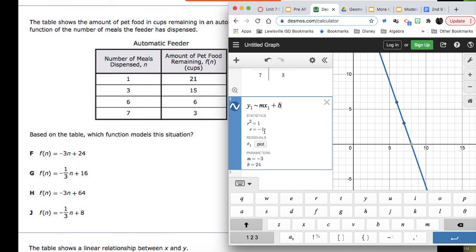This has a negative correlation because this data, as you go to the right, it goes down. So it also is an extremely strong correlation because 1 is the highest you can get. So this has a strong negative correlation. The slope is -3, and the y-intercept is 24. So we can look at our equations, look for a slope of -3 and a y-intercept of 24, which would give us answer choice F. And we'd have the answer to the table. So that's how you do regression with a linear function.